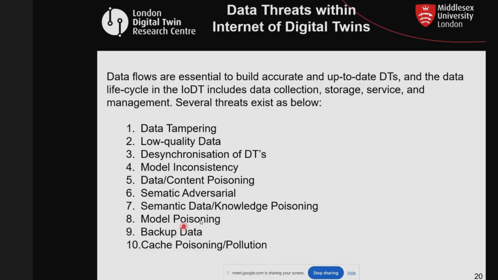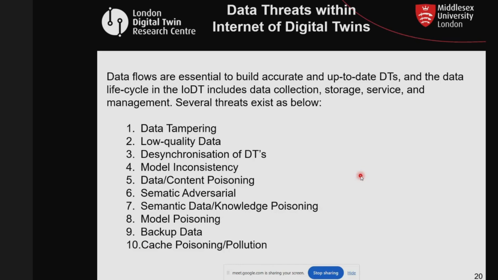So semantic data knowledge poisoning, semantic adversarials, model poisoning, backup data, etc. They all are part of this overall area of threats that exists for digital twins. So when we are thinking of creating digital twins, we need to make sure that we embed security strictly within the creation of the digital twins. What sort of mechanism you use, whether you use blockchain, some encryption mechanisms, post quantum cryptography, etc.